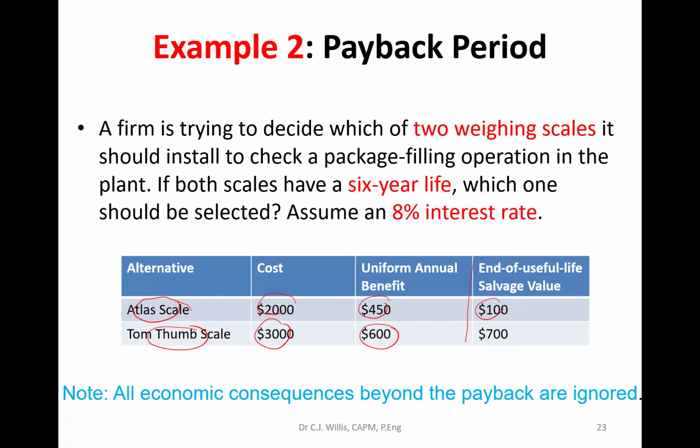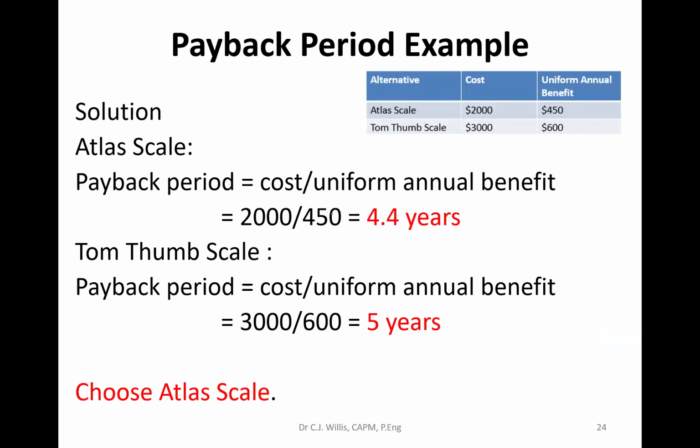Break-even analysis. So you have $600 uniform series for 6 years, right? So take the 2000, divide by 450. And how many years? 4.4 years. The salvage value is coming in 6 years, so don't even worry about that. The second one is $3,000 cost, divided by $600 uniform series. That means 5 years. So the first one is better than the second one. Atlas is better. Is it clear?